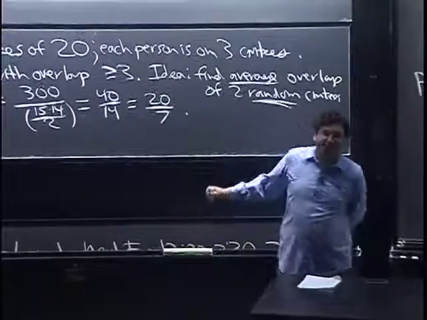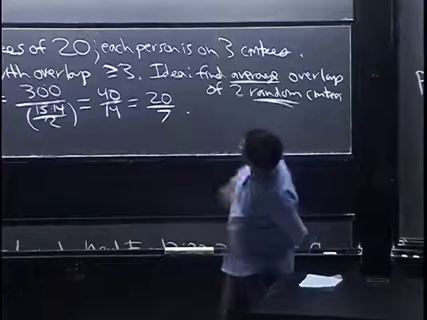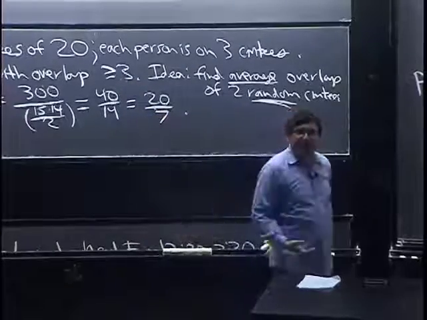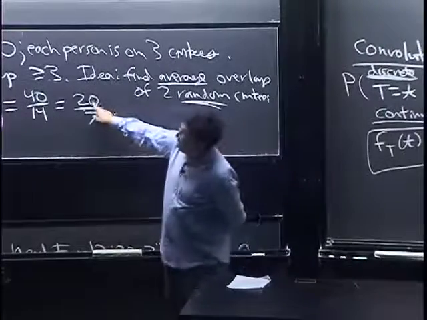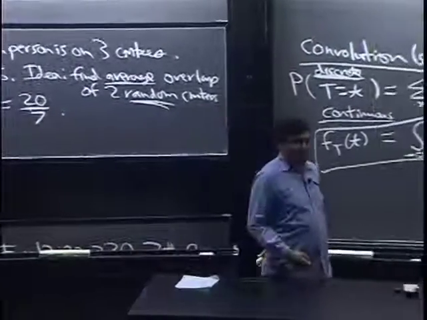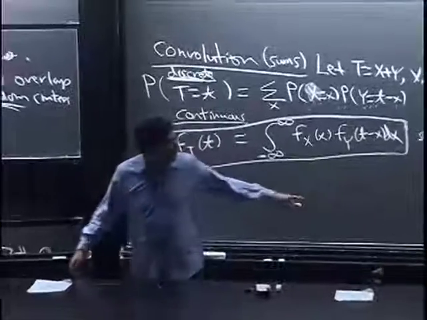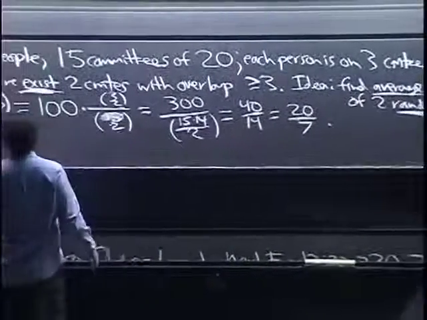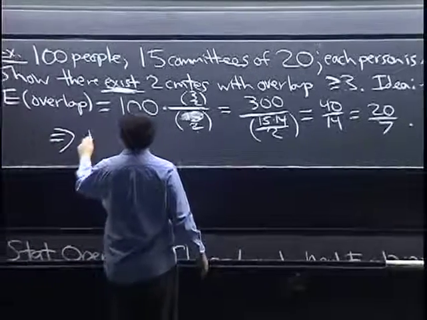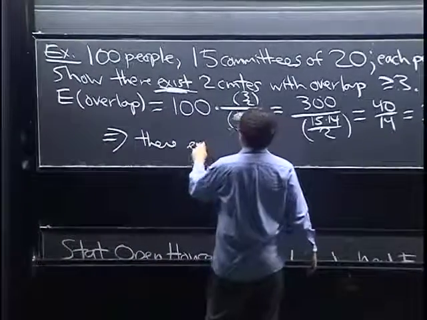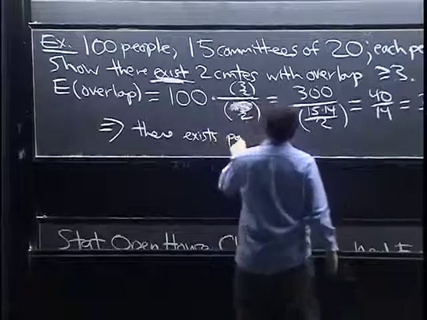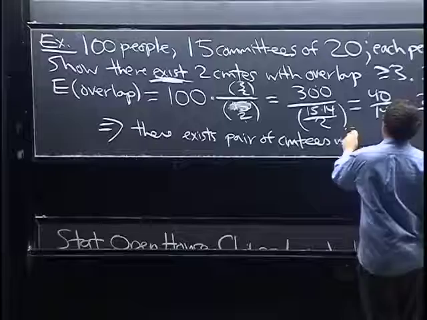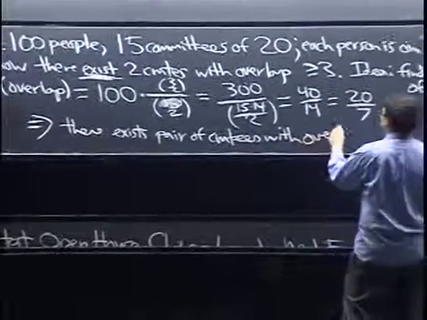It's almost good enough, because we wanted at least 3, and we only have 20 over 7. And if only it were 21 over 7, then we'd be so happy. But here's the idea. The average is 20 over 7. That implies that there exists a pair of committees with an overlap of at least 20 over 7.